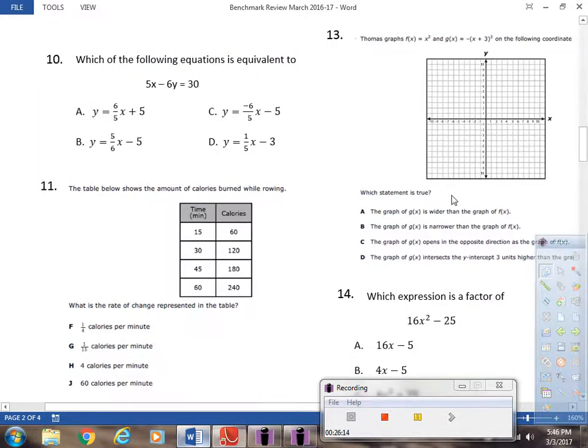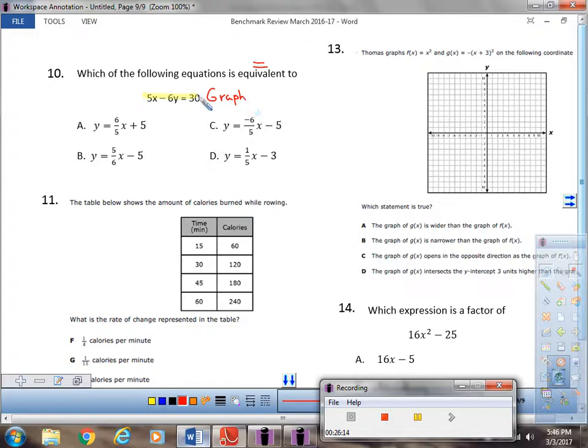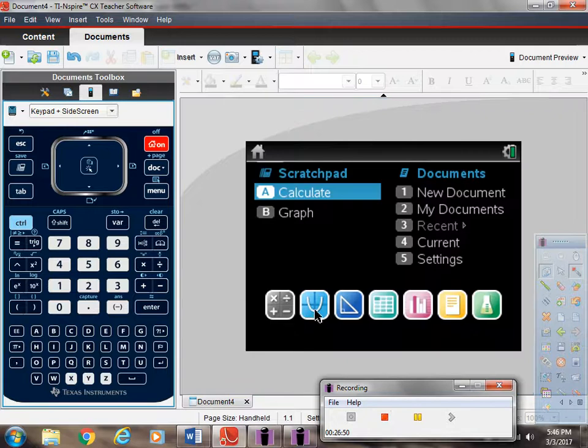It says, which of the following equations is equivalent to, and then they give you this equation here. Now, again, there's that word equivalent, which means equal to. So if I graph this, remember how we did that other question, and then I graph my answers, I just need to graph and match. Find which one of these has the matching picture. Now, I know this is a linear function just by looking at the equation, so when I graph that, that should be a linear function.